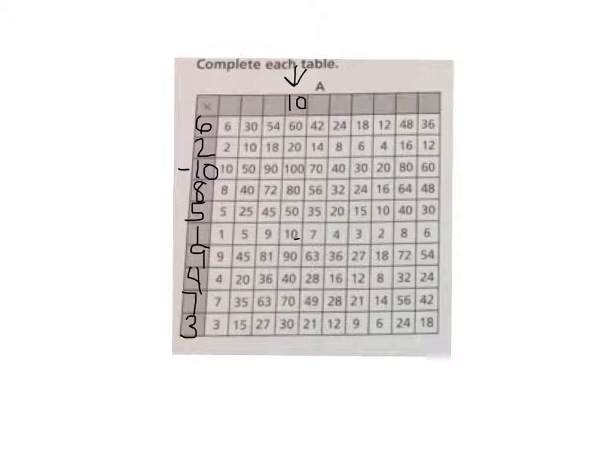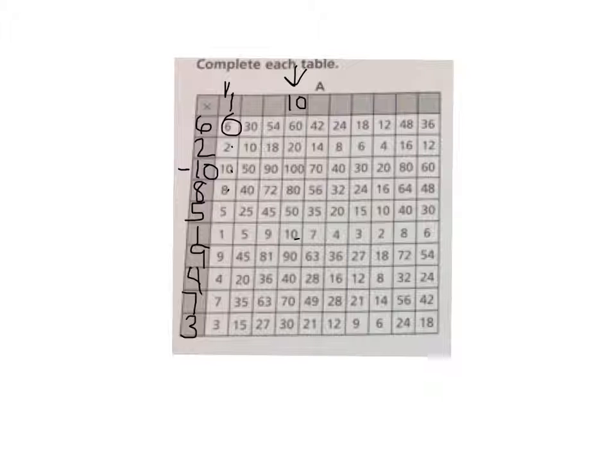So now I have this whole side filled out. So now I can use division or unknown multiplication to figure out the rest of it. So now 6 times what equals 6? Well, 6 times 1. And does that hold true for the other ones? Let's see, 1 times 2 is 2. 1 times 10 is 10. 1 times 8 is 8. Well, it seems to work.